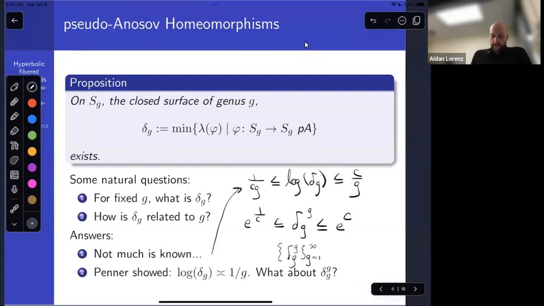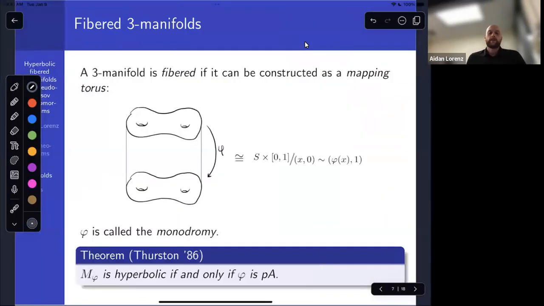And the means by which we'll be studying such questions is through fibered 3 manifolds. So let's take a quick second and remember what these are. There are a couple ways you can define fibered 3 manifolds, but I like this constructive definition. A 3 manifold is fibered if it can be constructed as a mapping torus. And a mapping torus is just the following simple thing. You start with a surface and a homeomorphism of your surface. You take your surface, cross it with the interval, and then glue the top to the bottom by your homeomorphism. So that's what this diagram and this formula indicate.